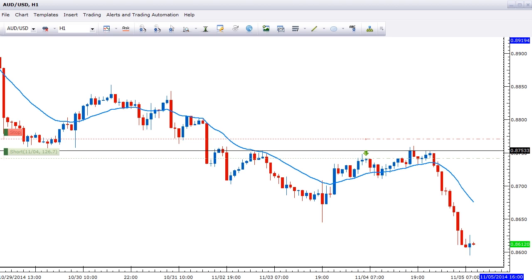I have another video with a live price action trade setup on the Aussie dollar. As you can see, I'm currently in this trade here, up about 127 pips roughly at this moment.